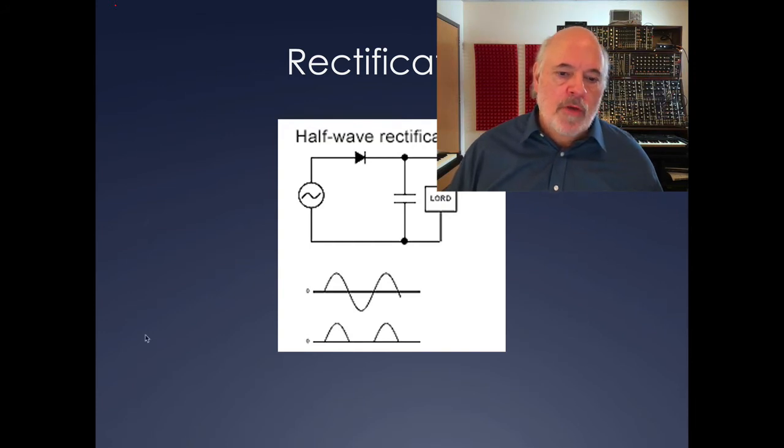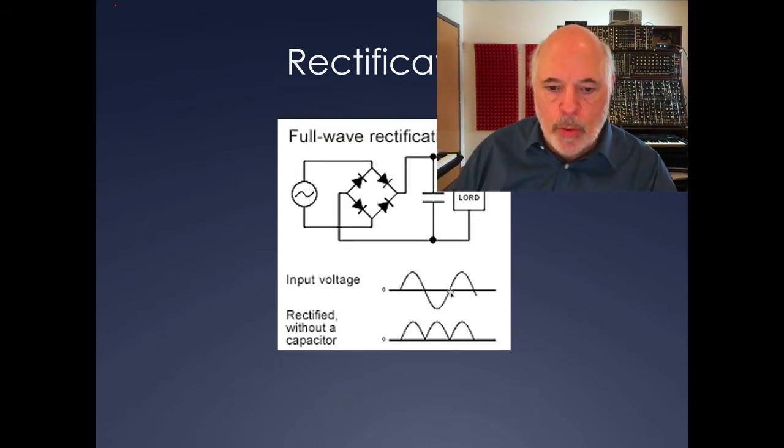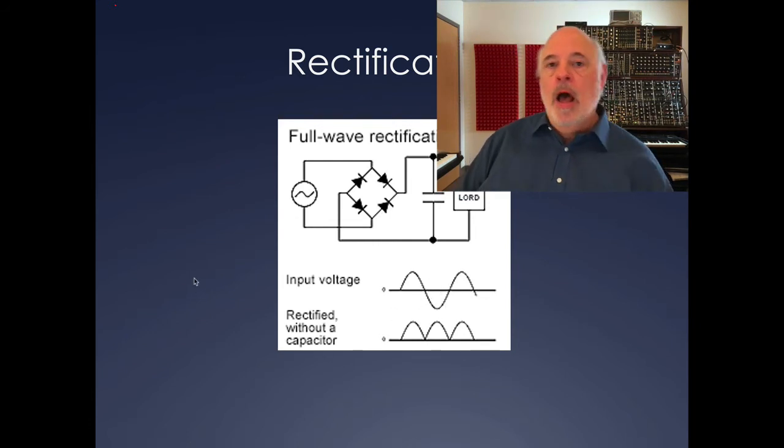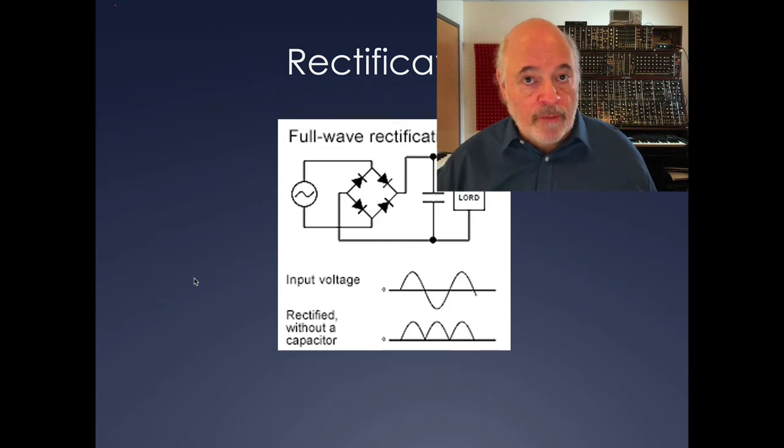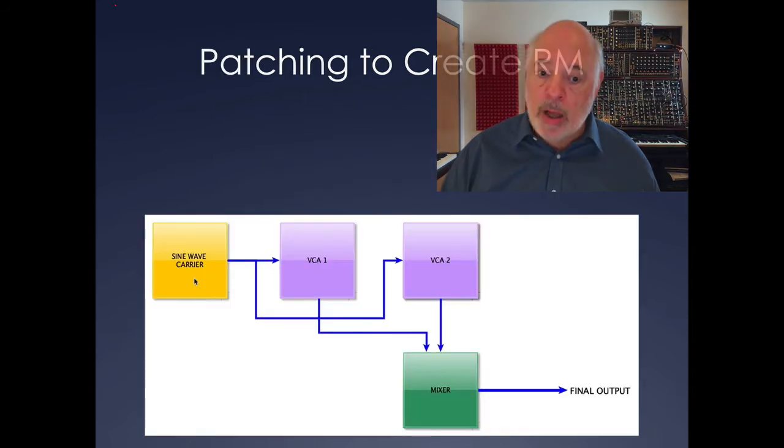it's not. So what we need is something called full wave rectification, where we take the negative portions of the wave and flip it up so it's also positive. I'm going to show you how to do that manually so you can Frankenstein up a ring modulator when you don't have one. You're going to patch it up in VCV and then compare it to a real ring modulator.